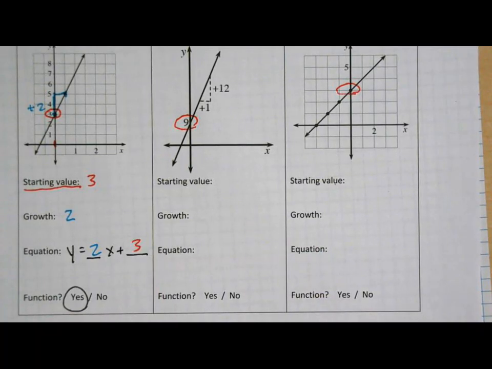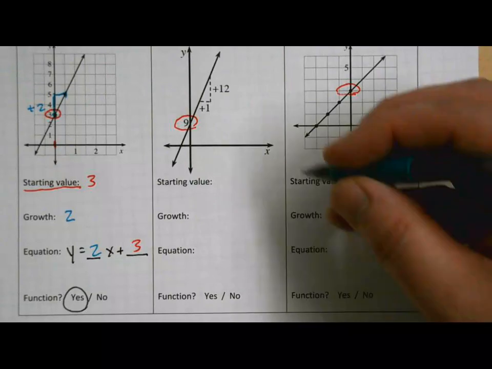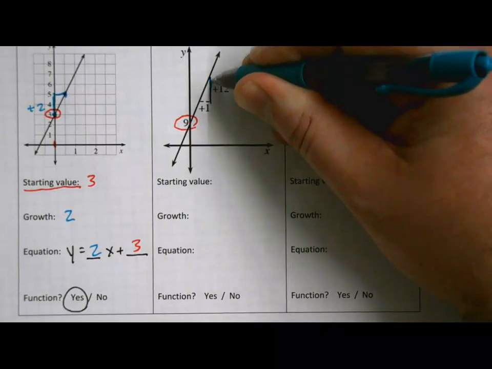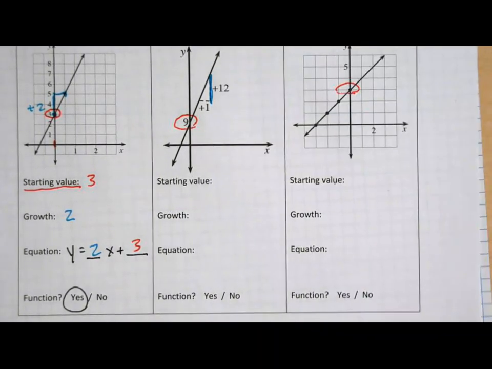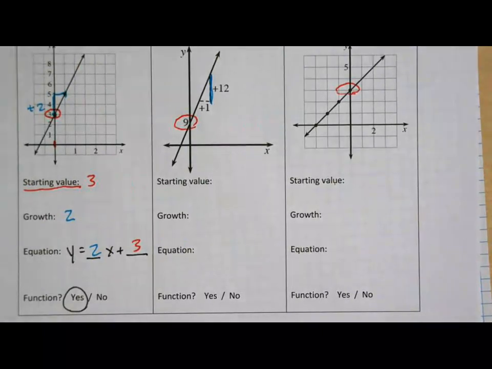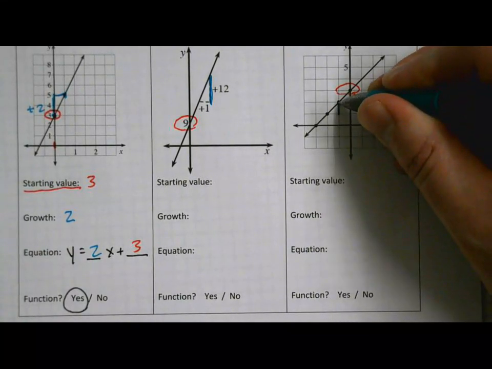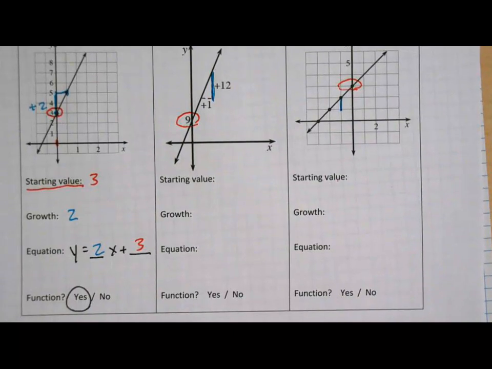Another hint for you. My growth is how much the y value is changing. Remember, the y value goes up and down. So my growth tells me how much the y value is changing as I move from one point to the next.